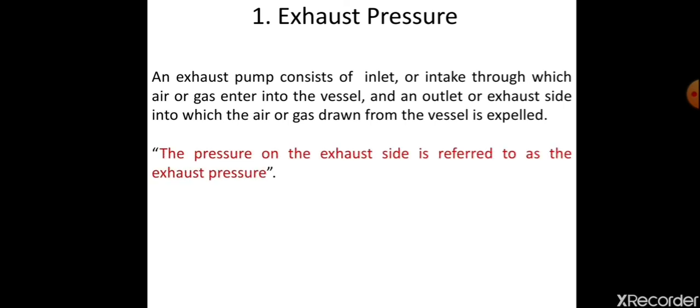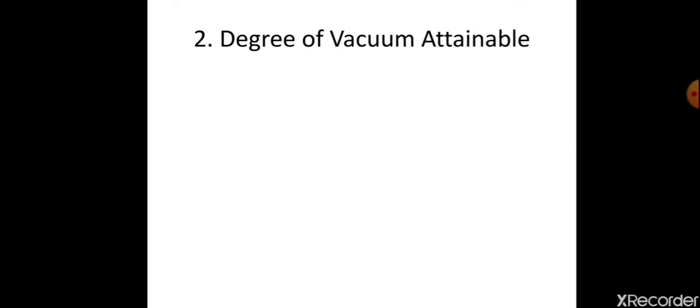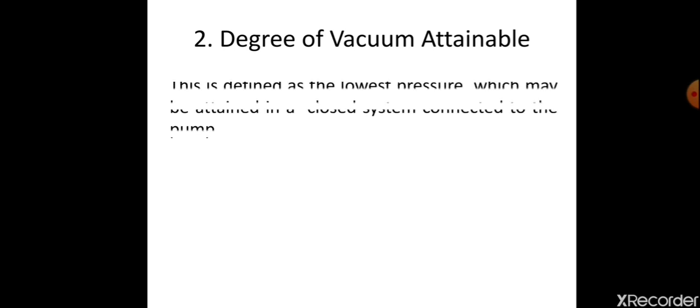The pressure on the exhaust side is referred to as the exhaust pressure. It may be equal to the atmosphere or may be reduced to a fraction of the atmospheric pressure by means of an auxiliary pump called a rough or backing pump. In general, the higher the degree of vacuum required on the intake side of the pump, the lower must be the exhaust pressure. Second one is degree of vacuum attainable.